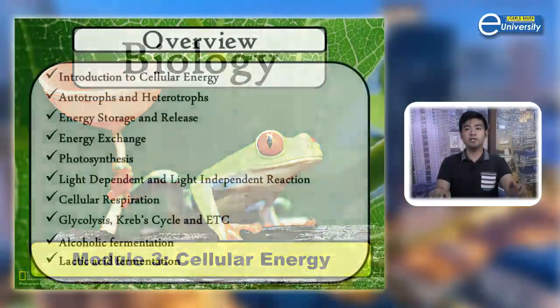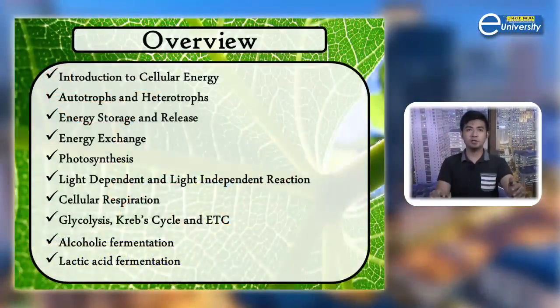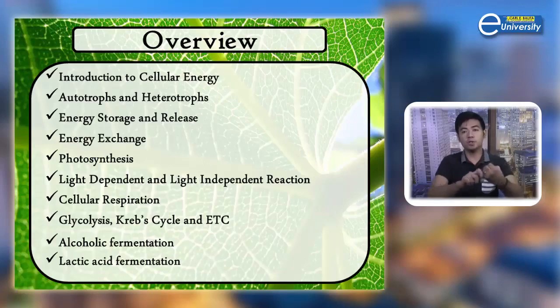For the overview, here we're going to tackle the introduction to cellular energy, the difference between autotrophs and heterotrophs, the energy storage and release mechanism of different organisms, the energy exchange, the process of photosynthesis, which is subdivided into different stages, the light-dependent and the light-independent reaction, the cellular respiration, as well as the processes such as glycolysis, Krebs cycle, and the electron transport chain, the alcoholic fermentation, and of course, the last, the lactic acid fermentation.